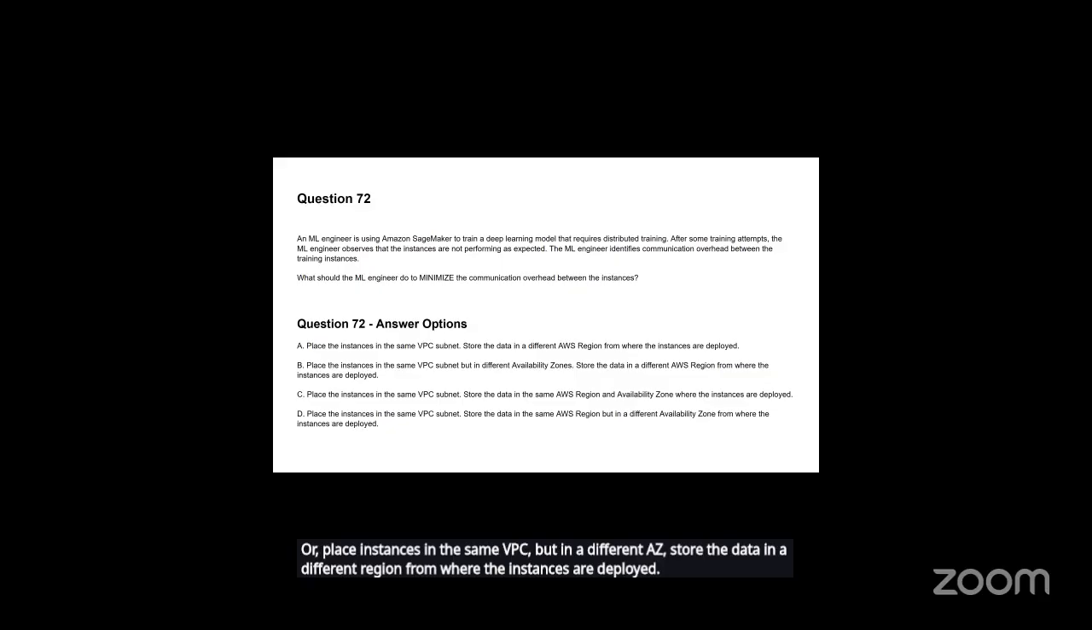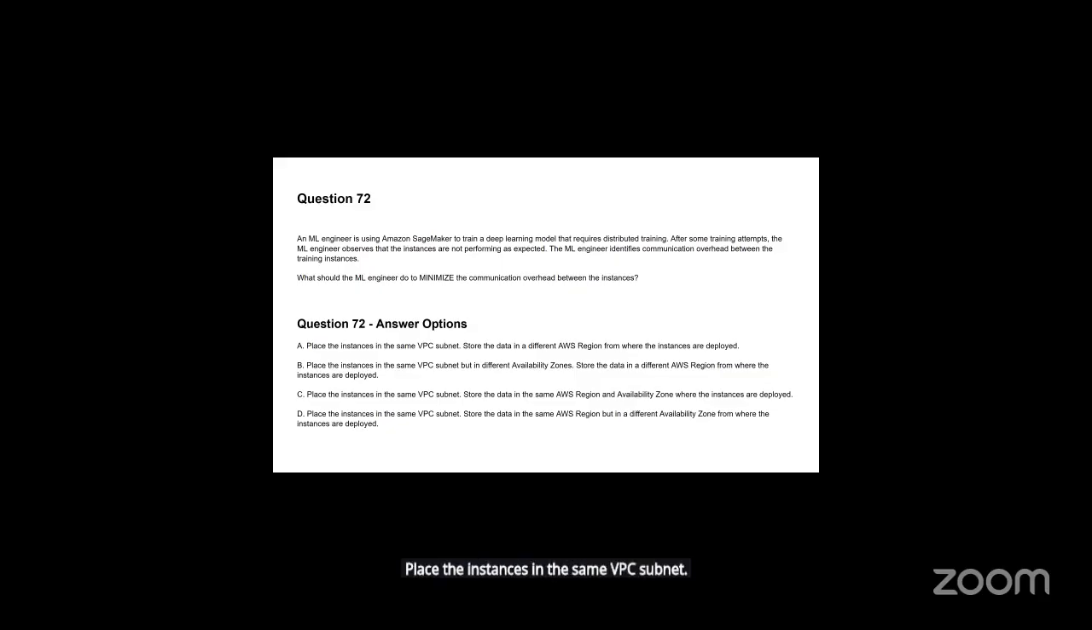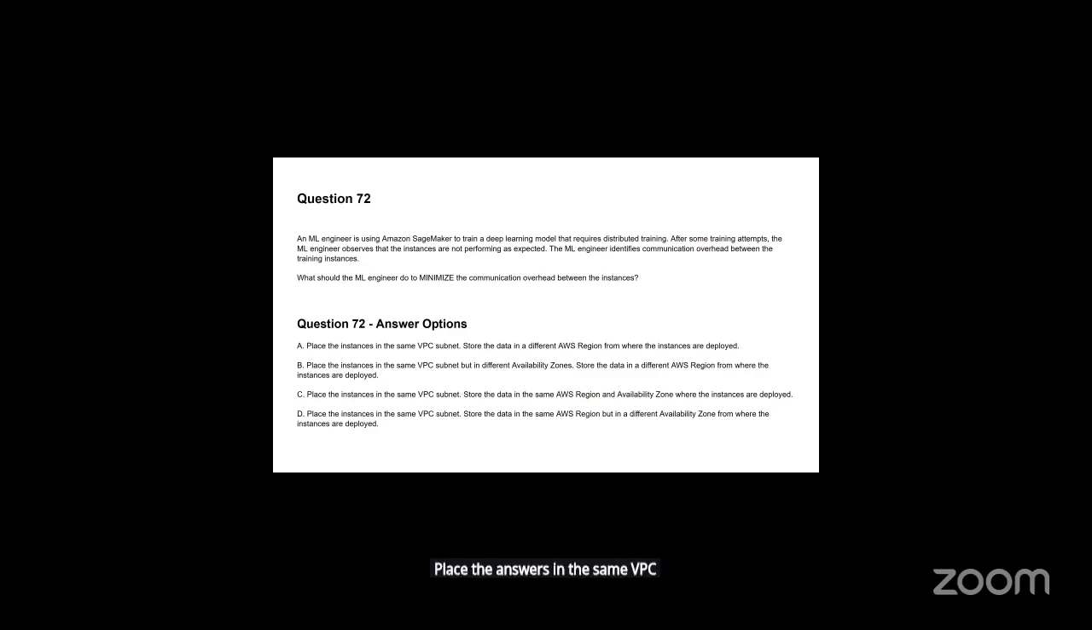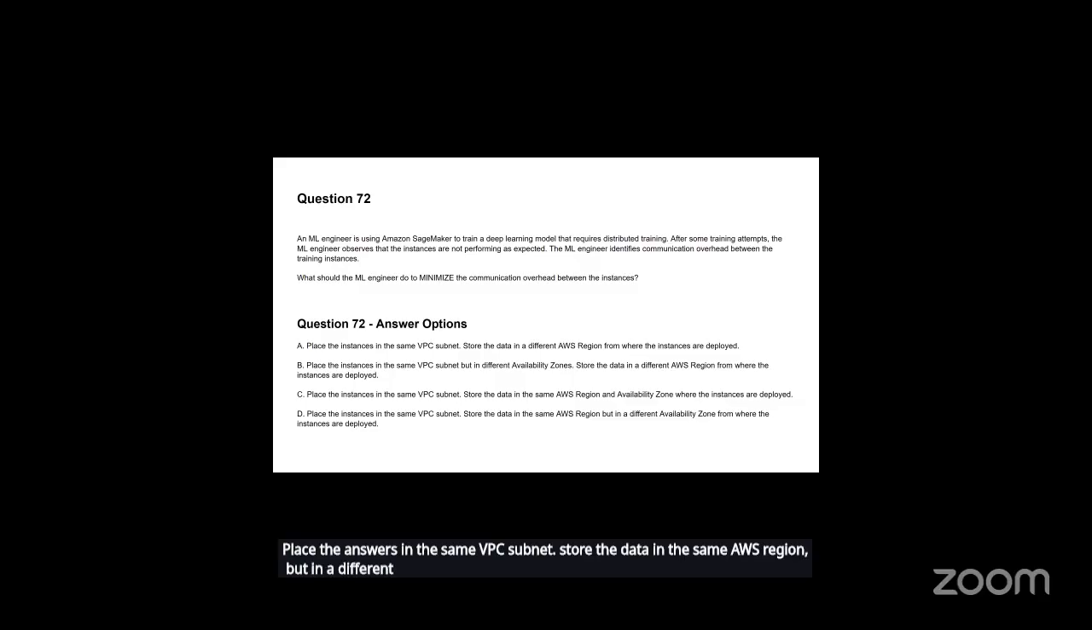Place the instances in the same VPC subnet, store the data in the same region and availability zone where the instances are deployed. Place the instances in the same VPC subnet, store the data in the same AWS region, but in a different availability zone from where the instances are deployed.